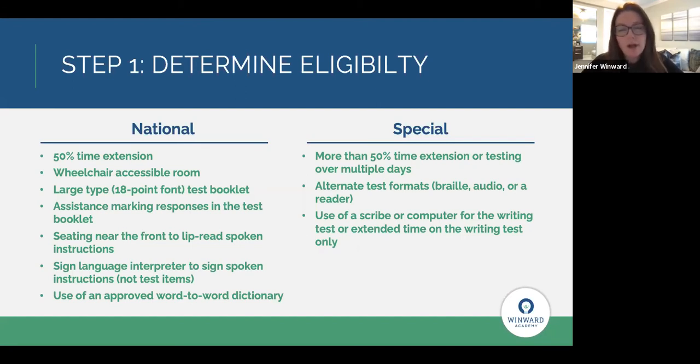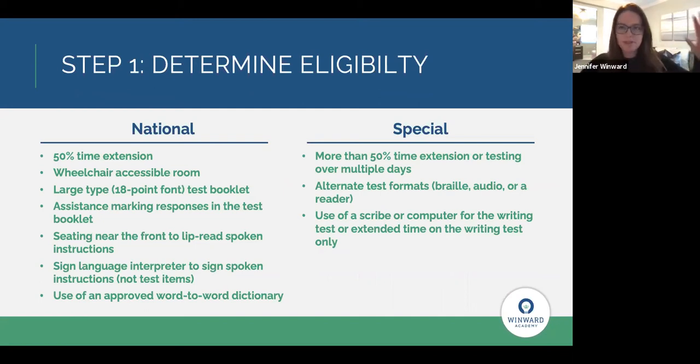Also, if you require an alternate test format, so maybe you need the exam in Braille or audio format or with a reader, right? Those are also facilitated with special testing. And then lastly, if you required a scribe or a computer to do the writing test, or if you needed extended time just for the writing section.